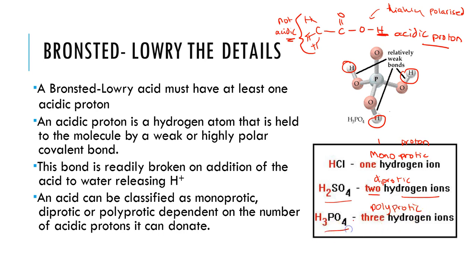Okay, and in this case, the phosphoric acid is triprotic or polyprotic. It has 3 acidic protons that it can donate into solution. Okay, so we can classify our acids as mono, di, or polyprotic based on the number of hydrogen ions that they will give up in solution, and therefore the number of hydronium ions they will form in water.